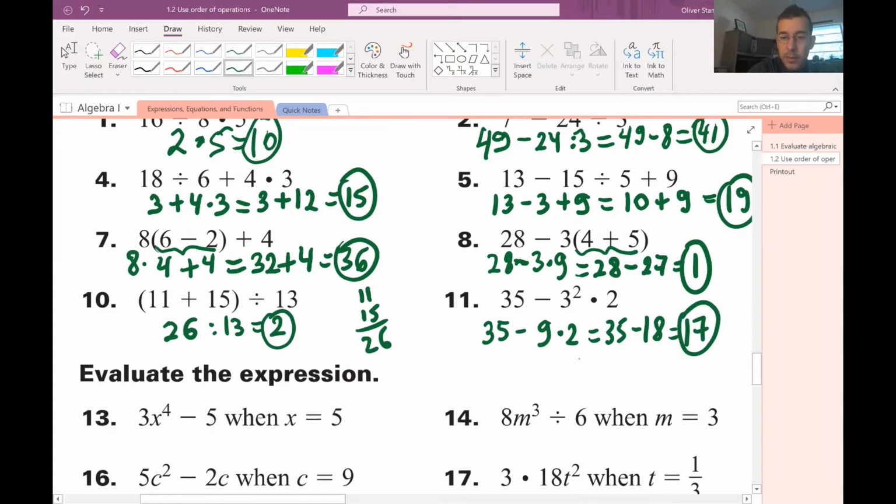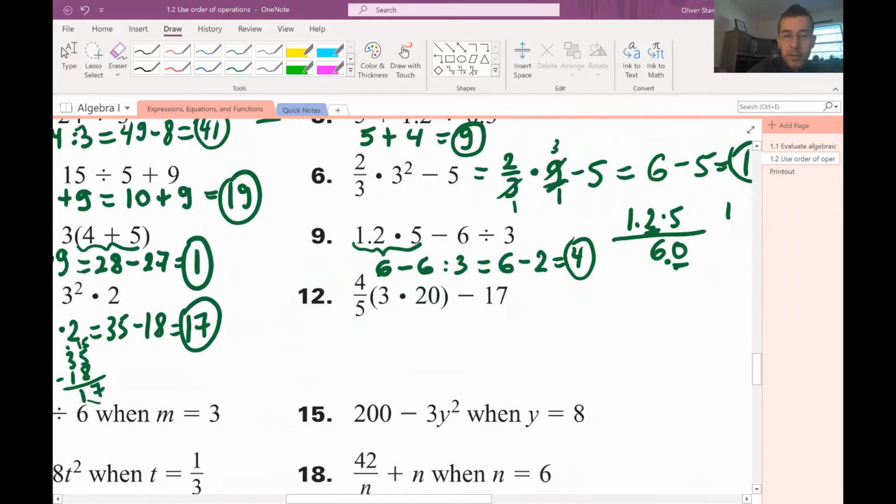So why? Because 35 minus 18, 5 minus 8 doesn't fit, so we borrow 1 from here, so 15 minus 8 is 7. Now this is not 3, this is 2 because we borrowed 1. So 2 minus 1 is 1, 17. That's what we got. Okay.